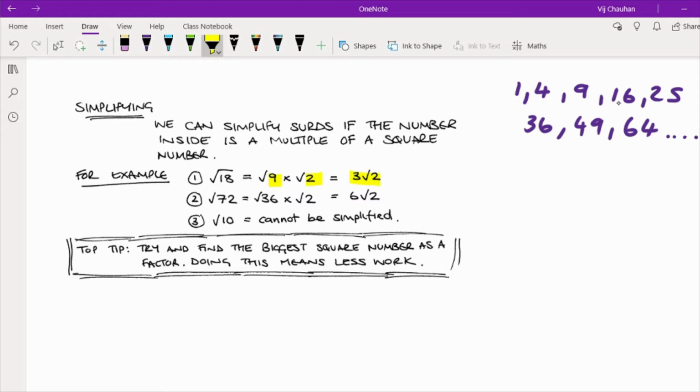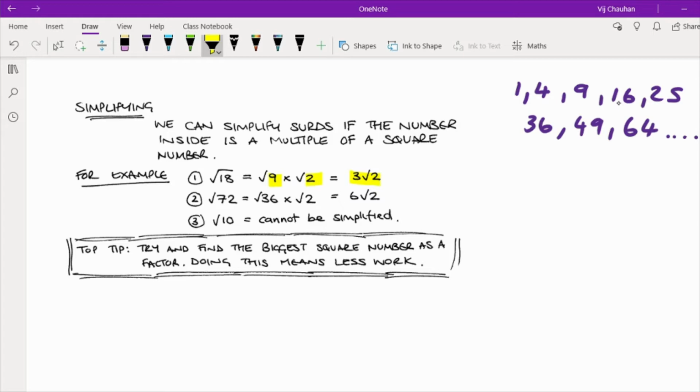If we then move on to 72, you want to think to yourself, which of these square numbers is a factor of 72, in which 36 is. Now, obviously, I could use a range of numbers, but the bigger you think, the easier it's going to be. Otherwise, like with equivalent fractions, you'll have to keep going if you think small, whereas if you think big, there's less simplifying for you to do.